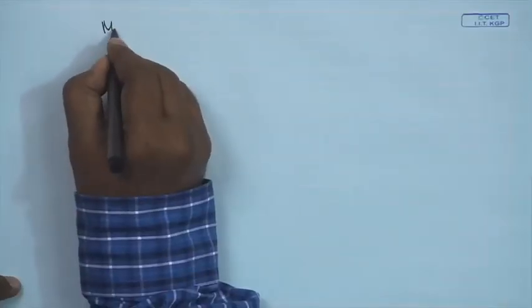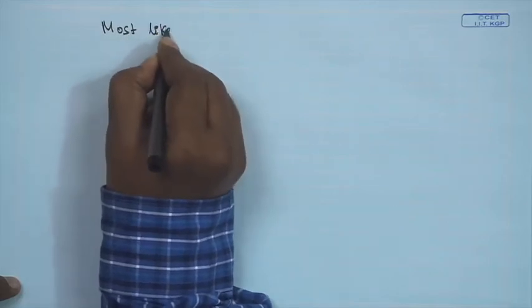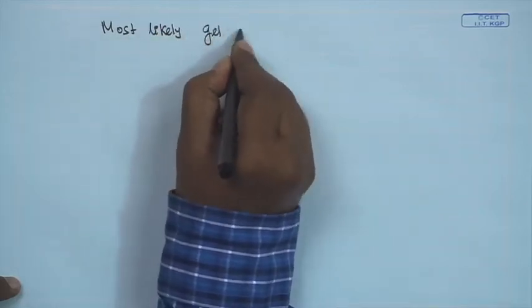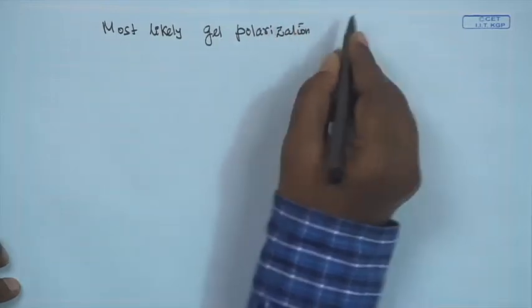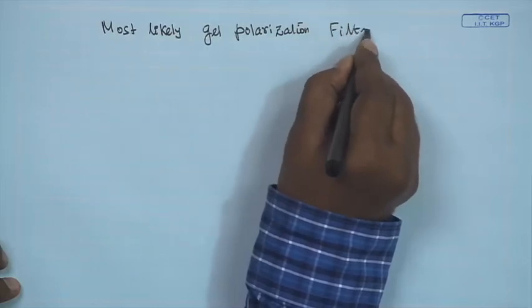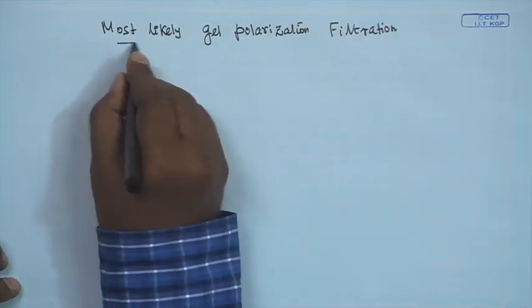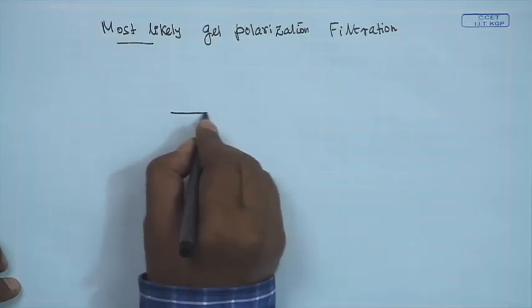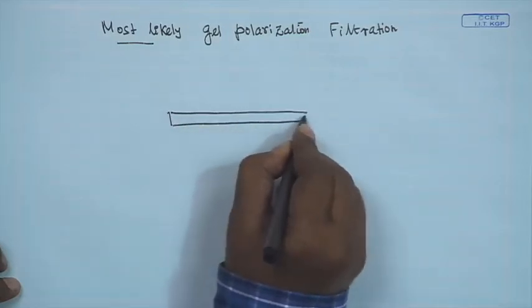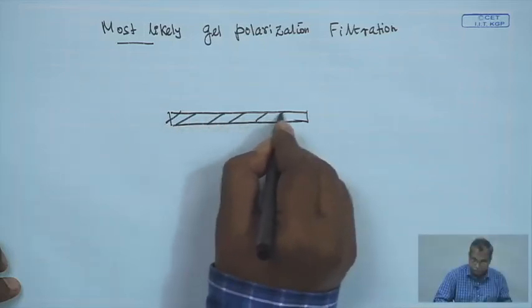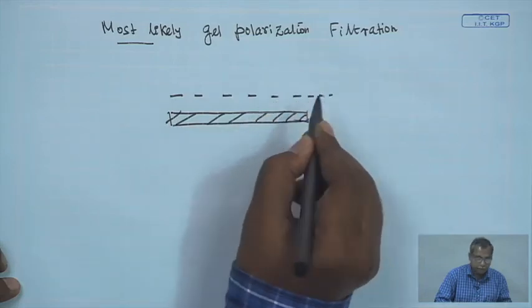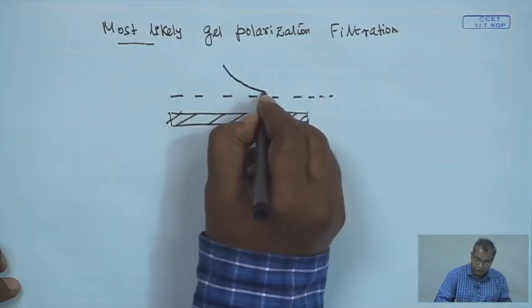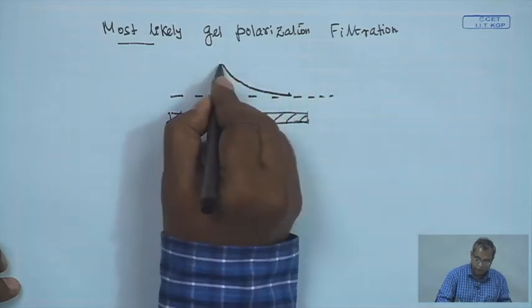Now, next we will be looking into a gel polarized filtration case. So, what is that? We will be having a membrane, there is a formation of gel over it, and over that there will be formation of a mass transfer boundary layer because of the external flow.